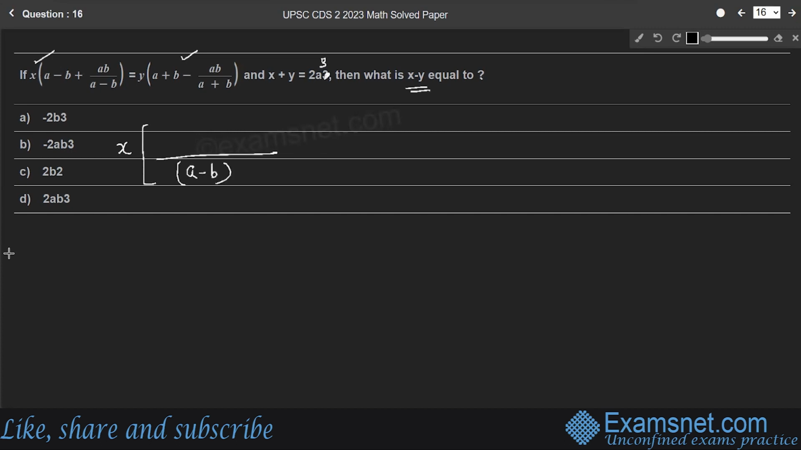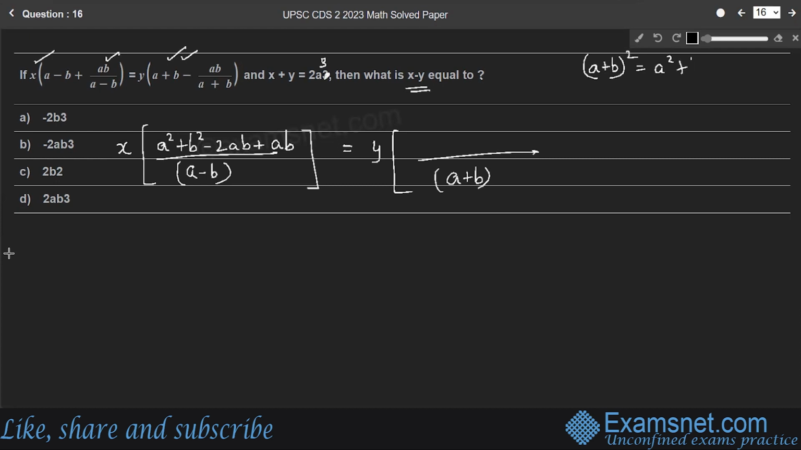And the numerator becomes (a minus b) the whole square, which is a square plus b square minus 2ab, plus the numerator of the second term is ab, is equal to y into, since LCM is a plus b, the numerator becomes (a plus b) the whole square. The formula says a square plus b square plus 2ab. We'll write the same thing here: a square plus b square plus 2ab.